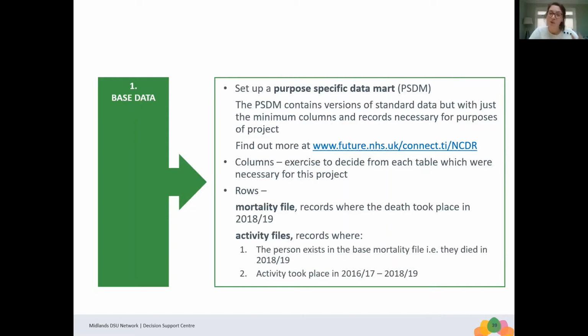So in the reports, although we're analysing 2 years' worth of data, we need to have the 3 years of activity so we can include 2 years for everybody. So for example, if somebody actually died on the 1st of April 2018, we need to be able to go back to the 1st of April 2016 to get their full 2 years.